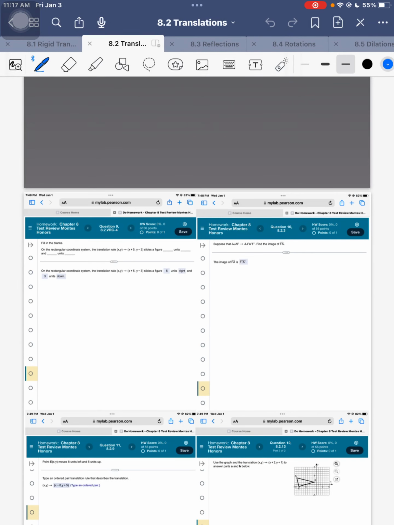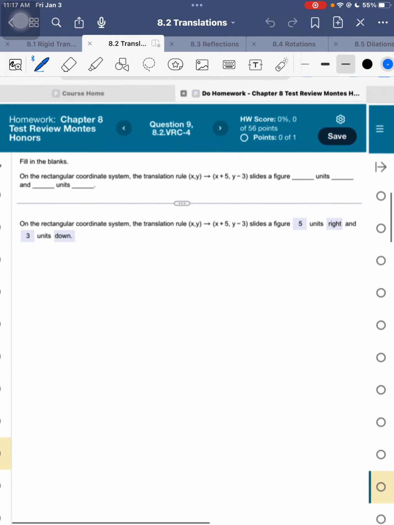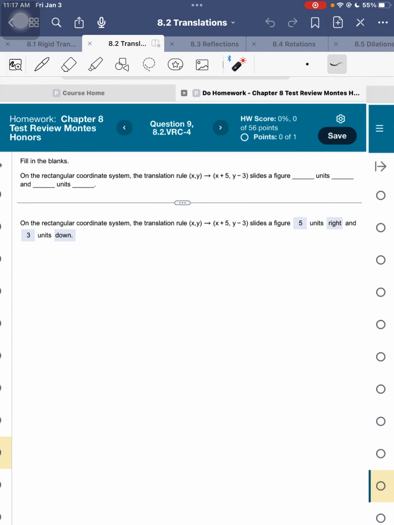Okay, let's start 8.2, which is all about translations. So let's look at this. On a rectangular coordinate system, the translation rule (x, y) transforms to (x plus 5, y minus 3).